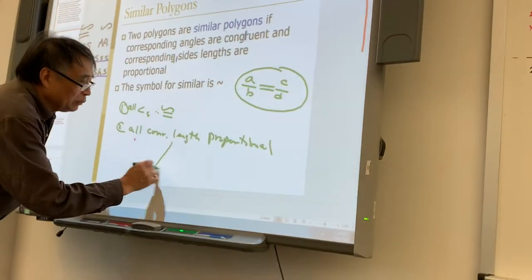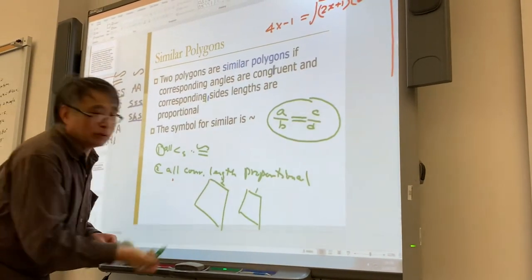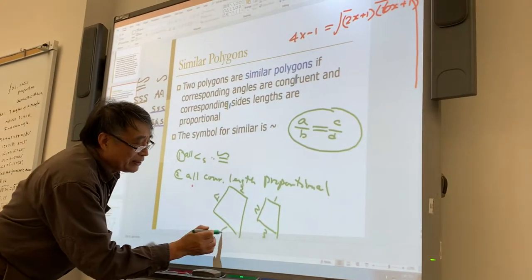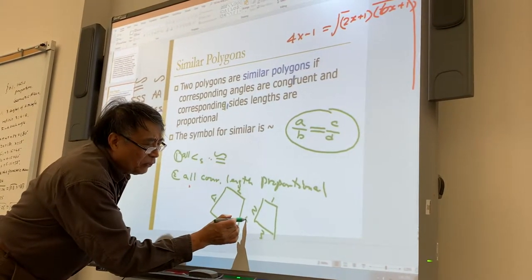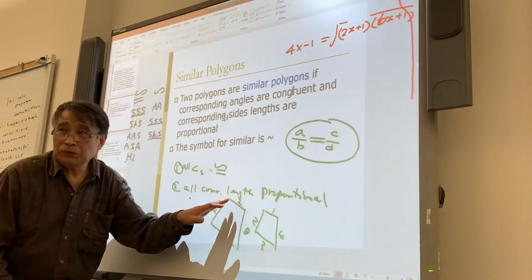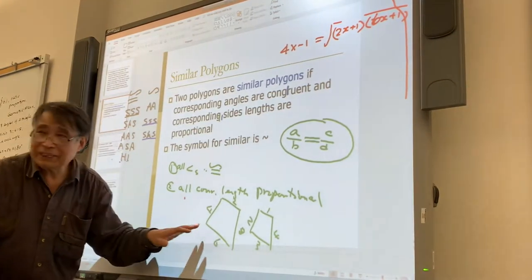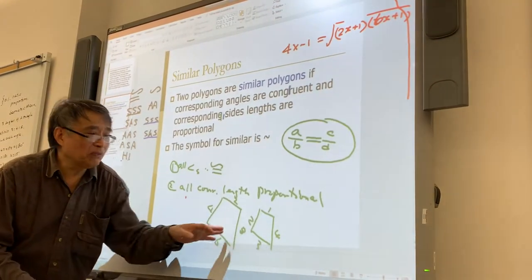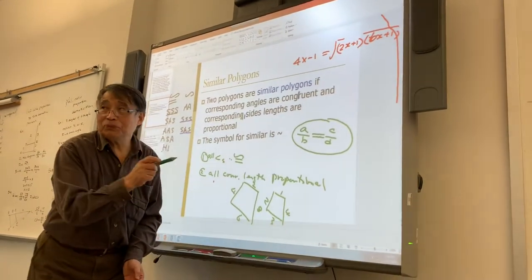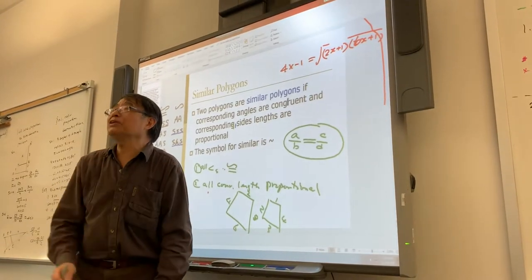For instance, this is one, this is two. This is two, this is four. This is three, this is six. This is four, this is eight. You can see, one over two is half. Two over four is half. Three over six reduces to half. Four over eight reduces to half. So every pair has the same ratio. We see every corresponding side is proportional.